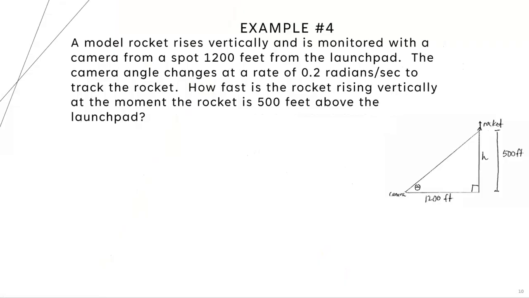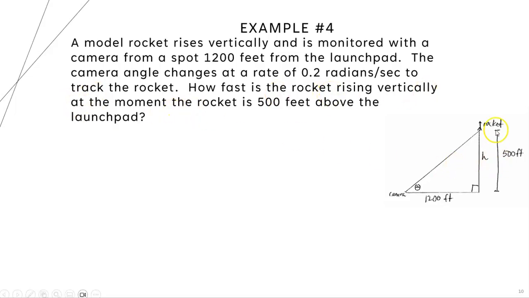All right, so kicking it up a notch here, let's talk about other sorts of problems you might see that might involve trig. A model rocket rises vertically and is monitored with a camera from a spot 1,200 feet from the launch pad. So this rocket's going up right here off to the right. Here's our camera right here, and it's 1,200 feet horizontally from the launch pad. The camera angle changes at the rate of 0.2 radians per second to try to track the rocket. So the rocket's going up. The camera angle increases, what we call an angle of elevation. How fast is the rocket rising vertically?